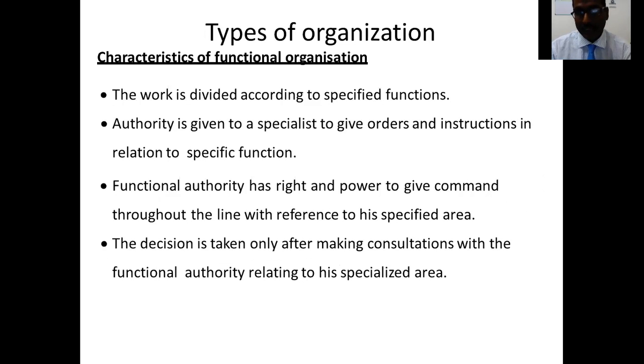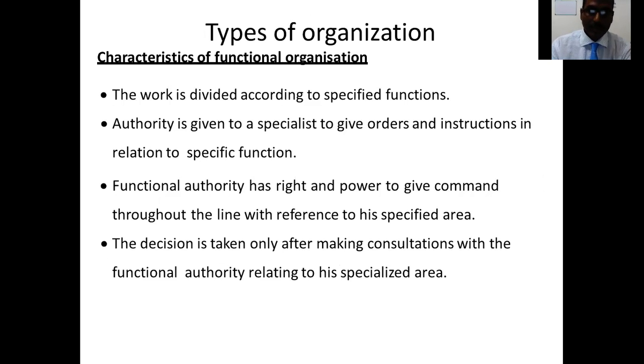Now we see the characteristics of functional organization. The work is divided according to specified functions. As I told you, if it is matters related to accounting, statements, book entries, and all those things, it will be given to the accounts department. If it is related to production, like producing from raw materials and all those things, it will be given to the production department. And anything like recruiting of staff and training, that work will be allocated to the training department and HR department.